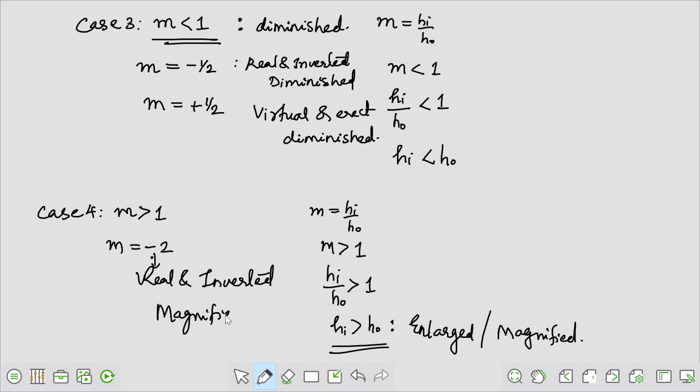So these are the 4 important cases that you should remember. Be thorough with all the formulas and the cases.